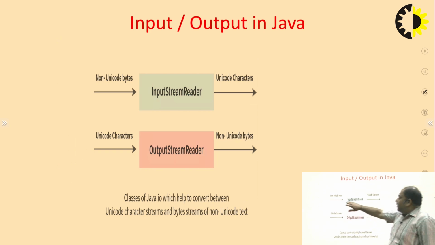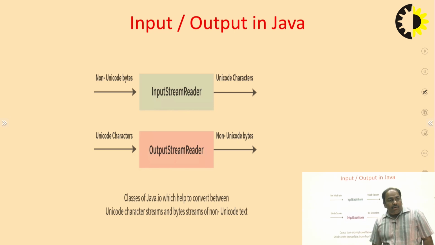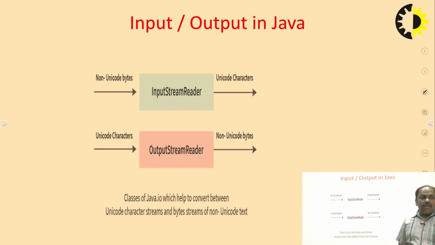The non-Unicode bytes are converted into Unicode characters using input stream reader, and Unicode characters are converted into non-Unicode bytes using output stream writer. Unicode is a standard coding format for converting characters into binary, and these two classes, input stream reader and output stream writer, help in their conversion.